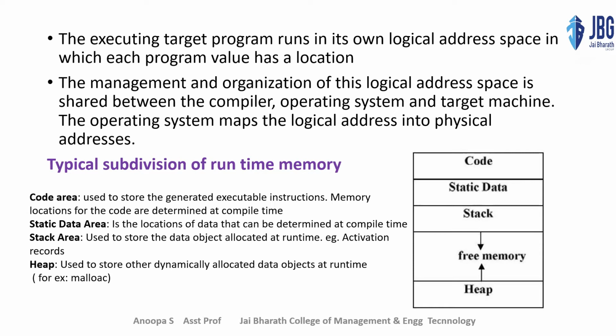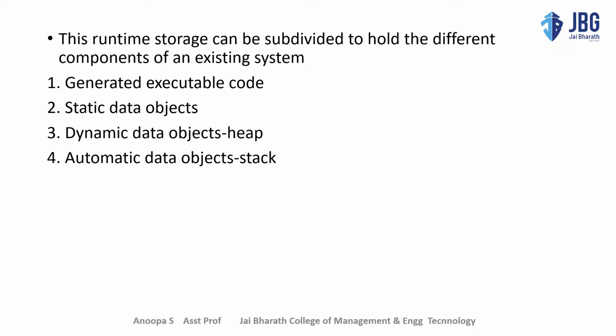Examples are activation records. Next is heap. Heap is used to store other dynamically allocated data objects at runtime. Okay, so an example is malloc. So these are the subdivisions of runtime memory. Now this can be further subdivided into the following: generated executable code, static data objects, dynamic data objects, heap, and automatic data objects, stack. So in the previous slide we discussed the areas, and this includes the data which is contained in those areas.